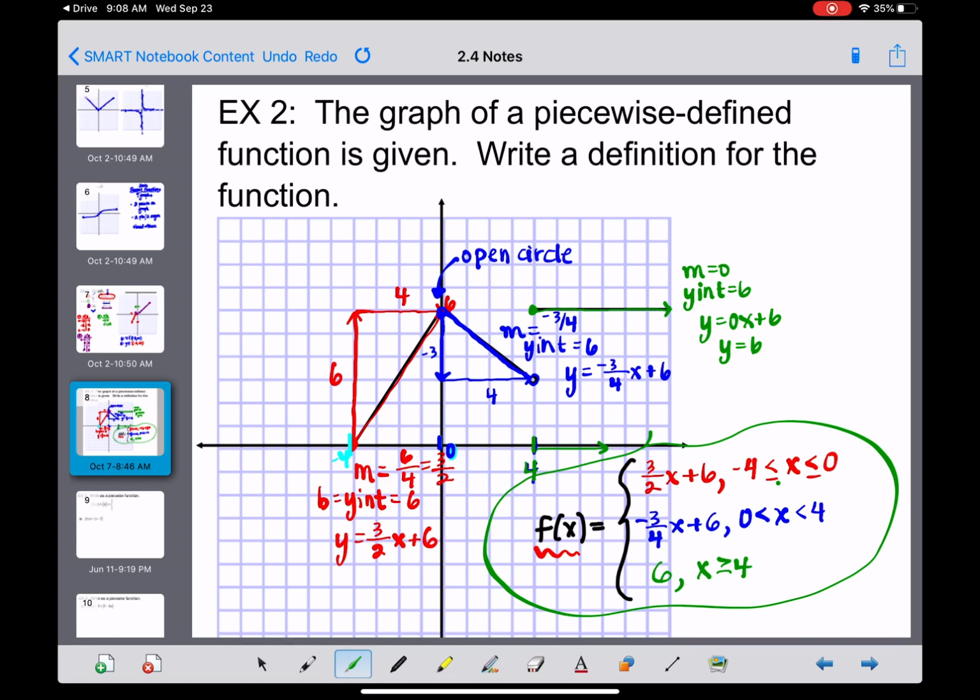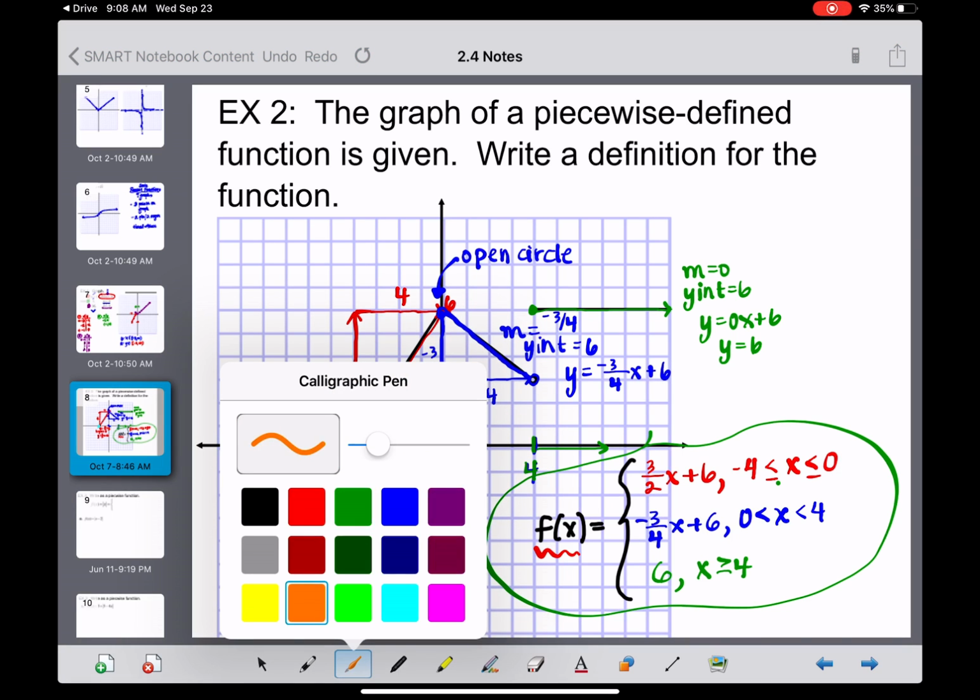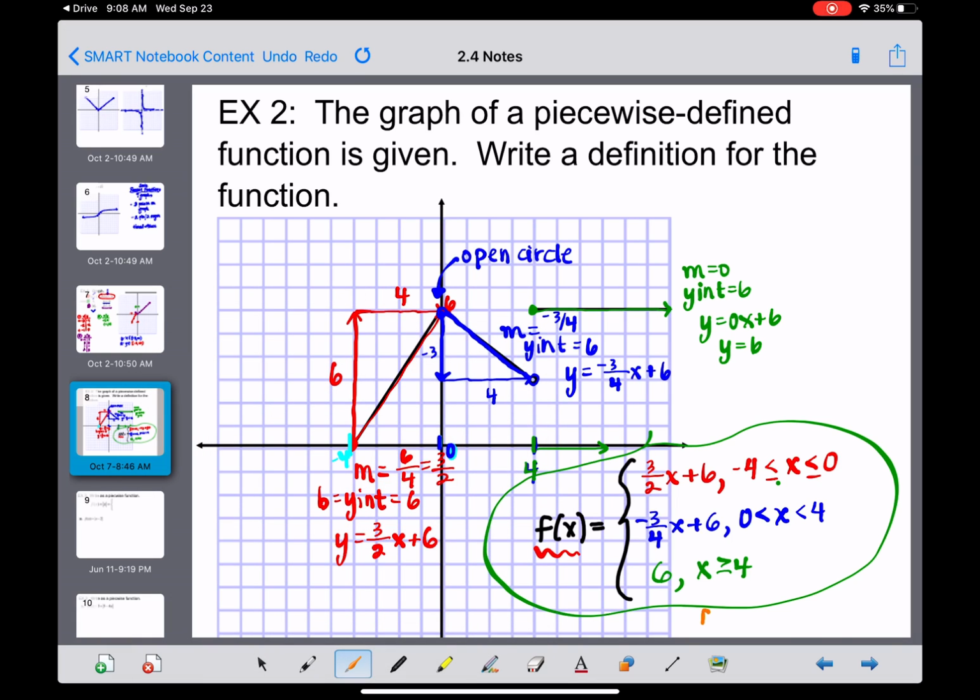Something I will mention is, if you were to pick any value from -4 to infinity, because that's what our domain is, let's say we were to pick f of 3. 3 is between 0 and 4. Oh, that's not going to be a nice one because it's going to be a bunch of fractions. Let me pick a little nicer one. Let me pick f of 2. It's still between 0 and 4, so I would sub it in: -3/4 times 2 plus 6.